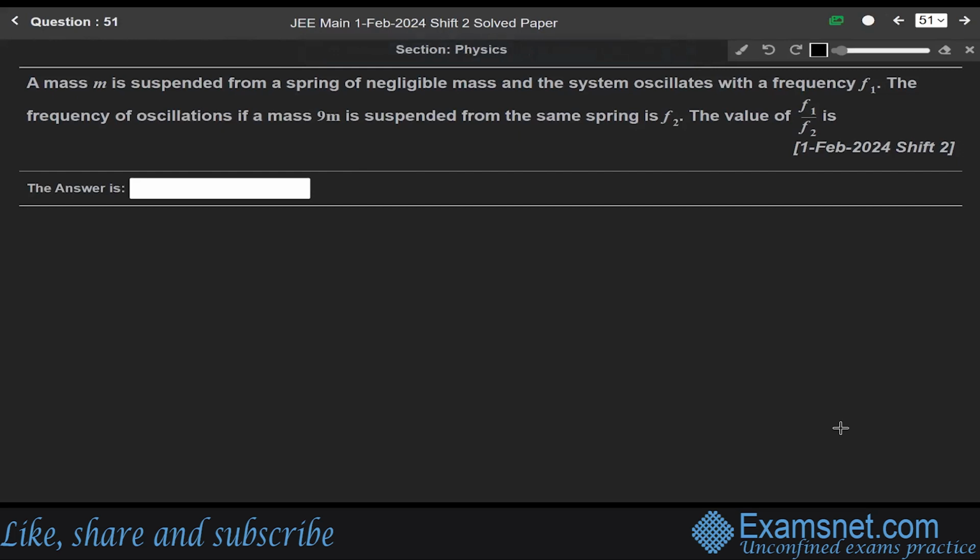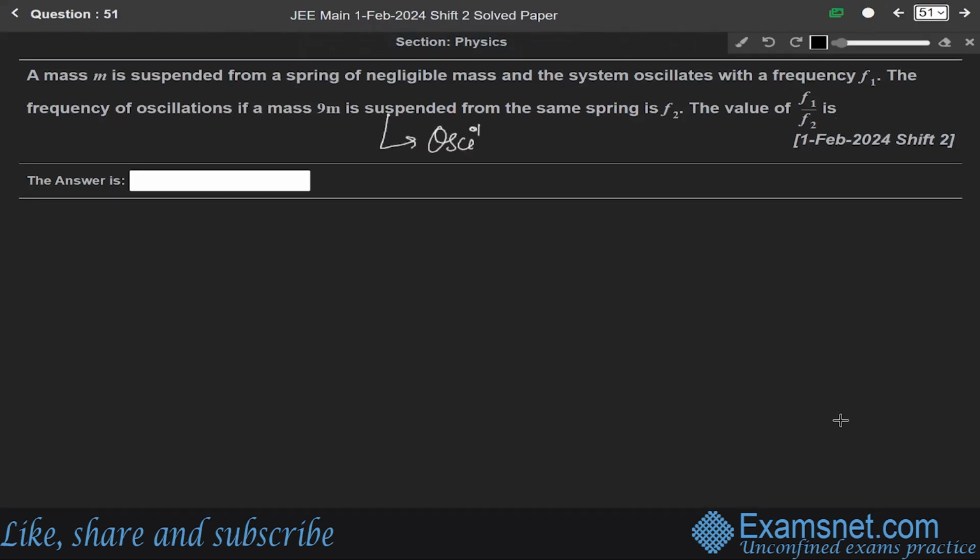Okay, so the next question is 51. A mass m is suspended from a spring of negligible mass and the system oscillates with a frequency f1. The frequency of oscillations if a mass 9m is suspended from the same spring is f2. Okay, we have to find the value of f1 over f2. So this question is from the chapter of oscillations and waves.